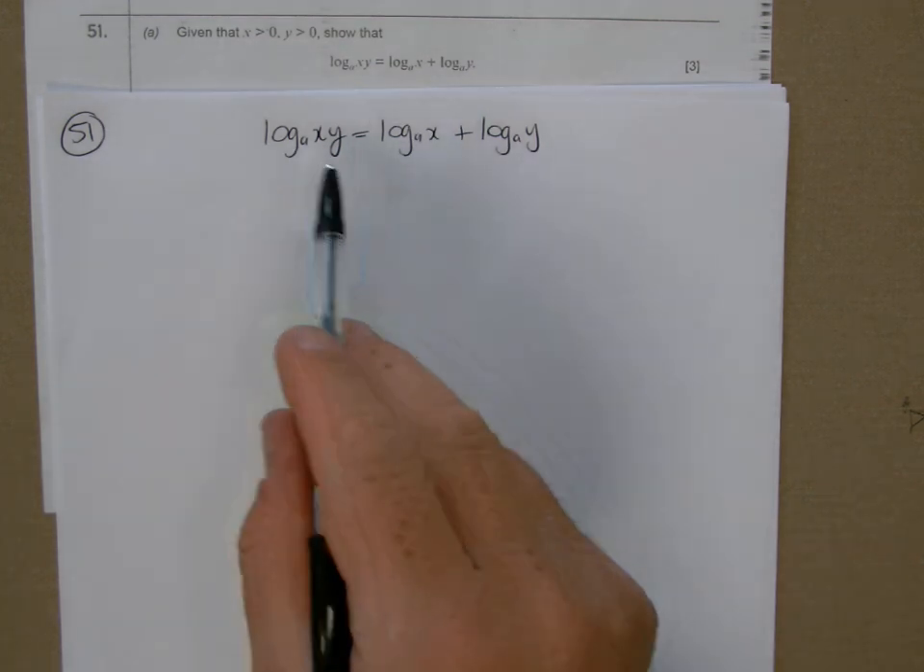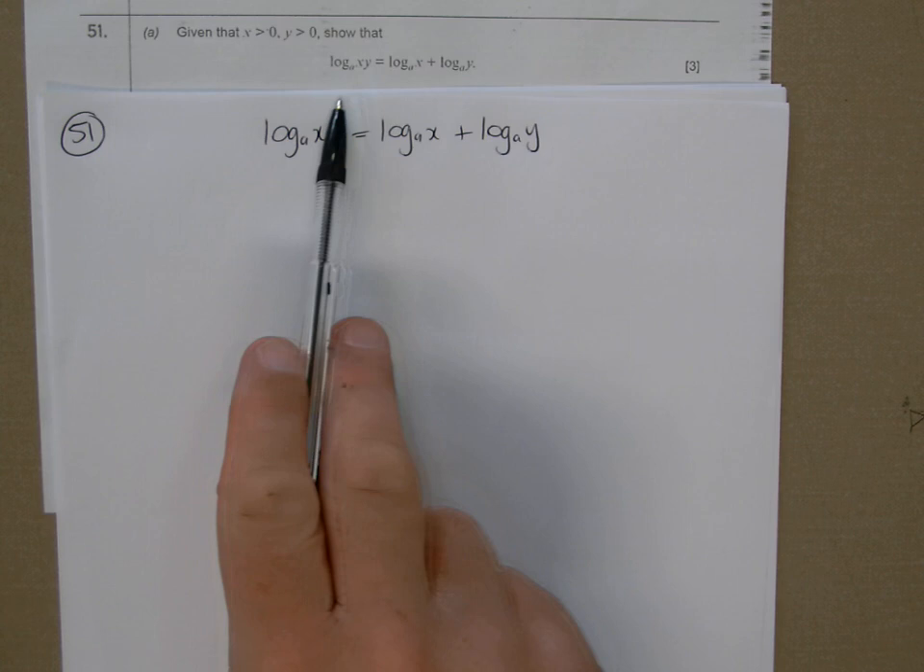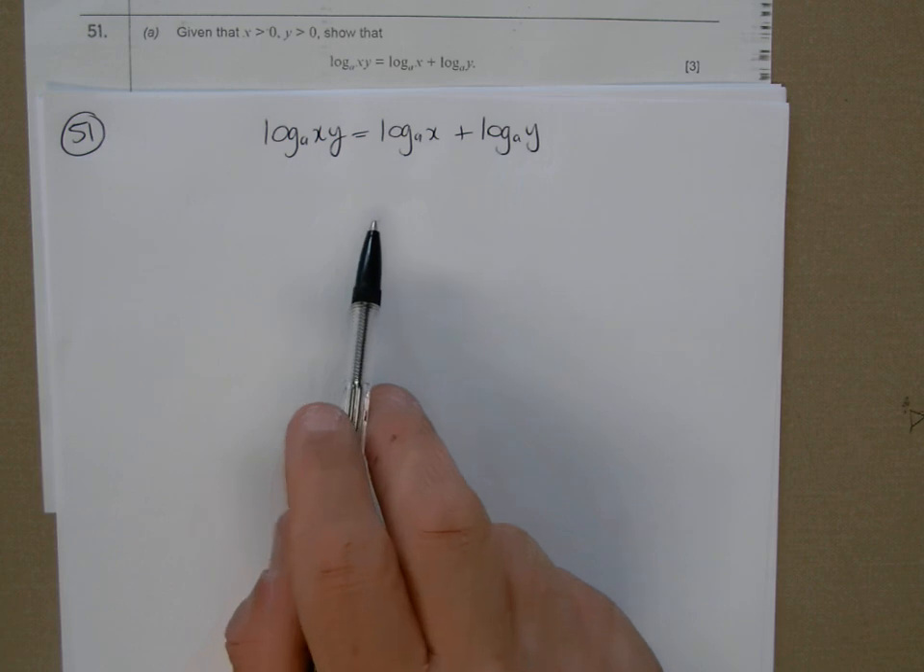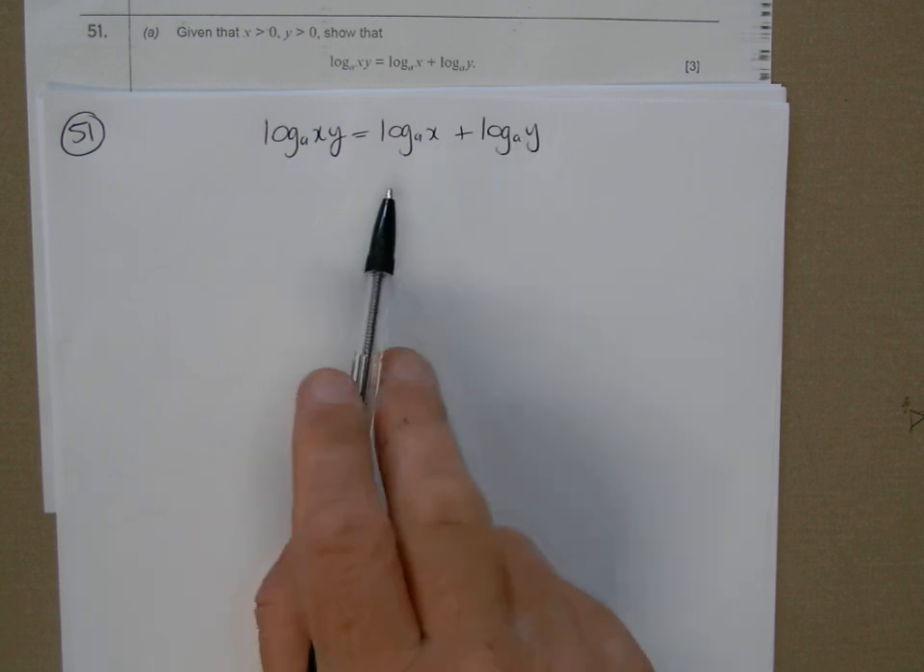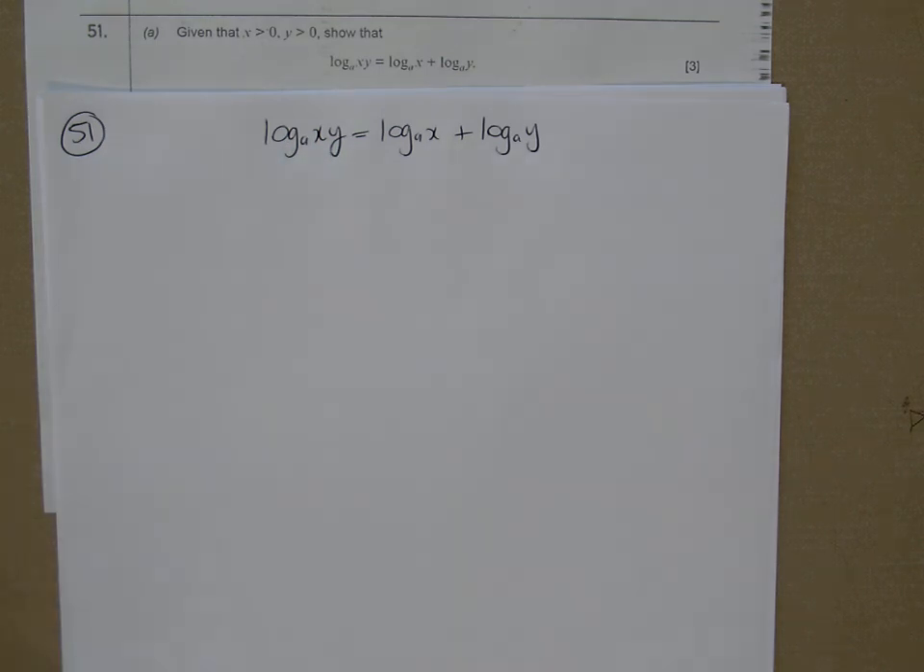Okay, so we're asked here to prove this result. It says show that the log of xy equals the log of x plus the log of y. So essentially, when you add two logs together with the same base, it equals the log of the product of those two terms. And we're going to prove that.